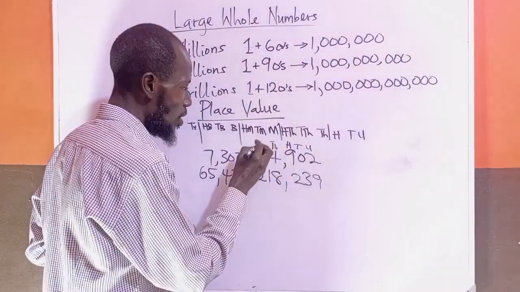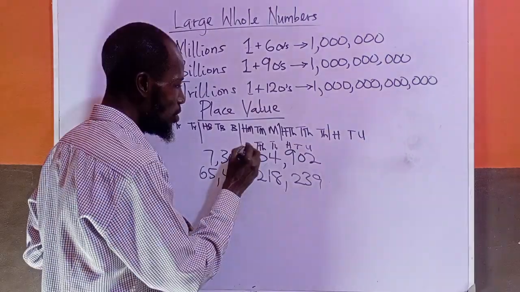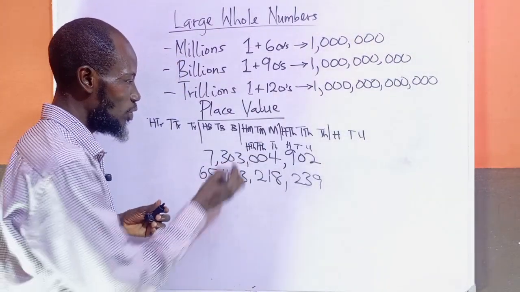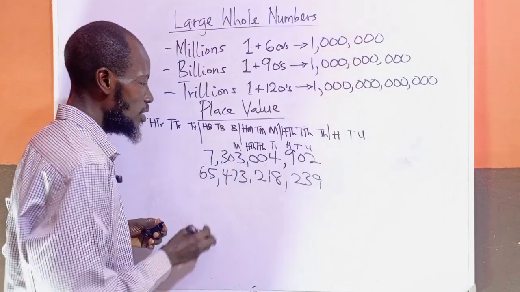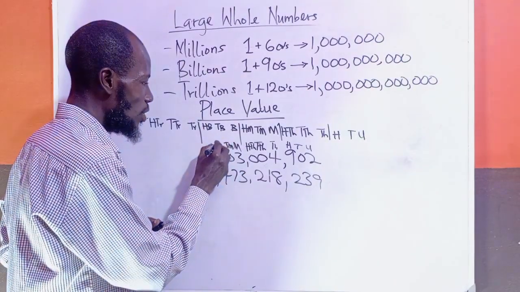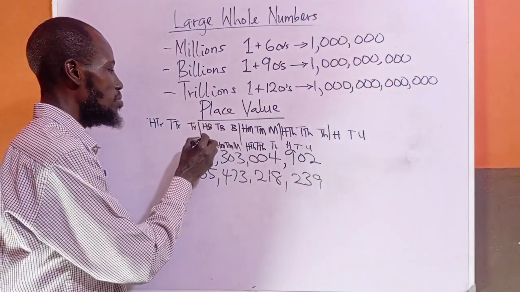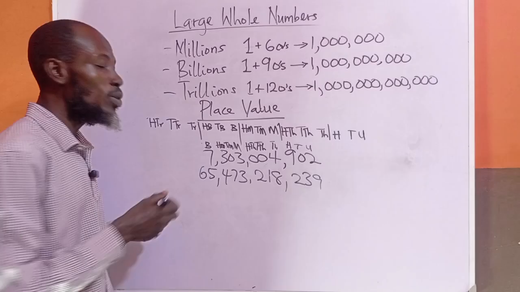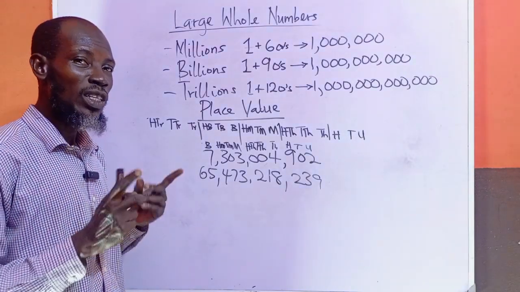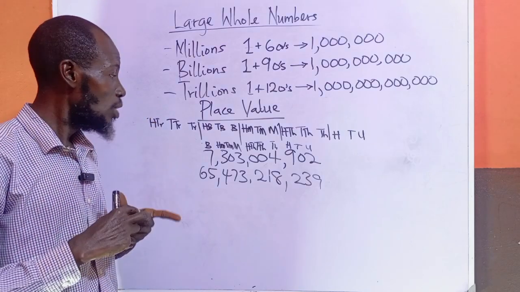Then we have ten thousand, and you have hundred thousand. Then after thousand, we move on to million. So we have million, ten million, and also hundred million. Then after million is billion. So can you see now, if you really understand the concept of place value, it's very easy for you to read or write large whole numbers.